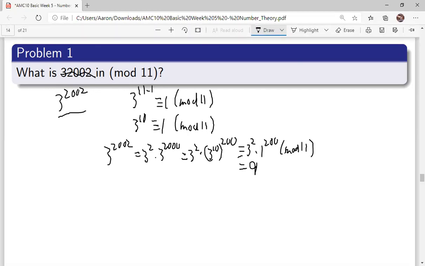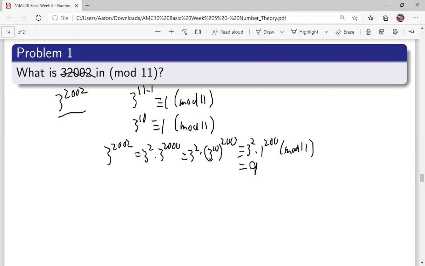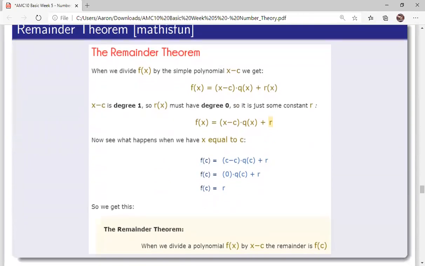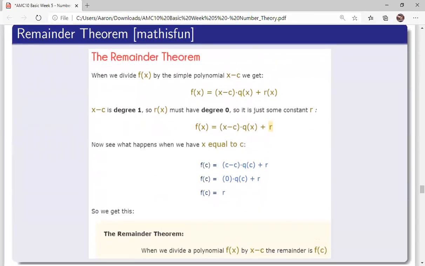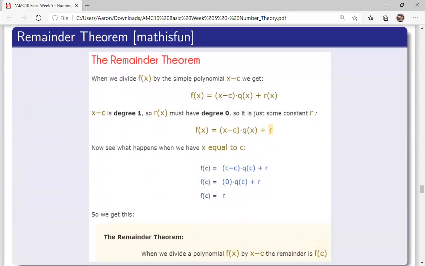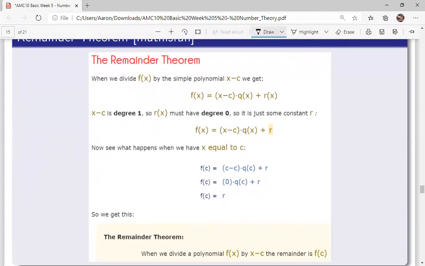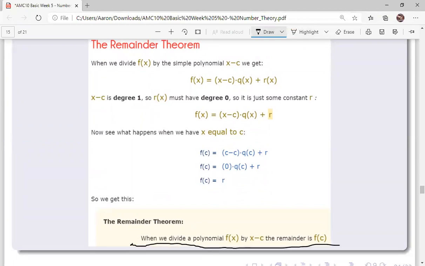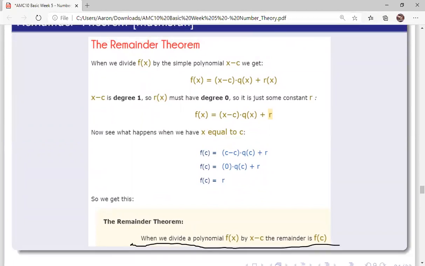So are there any questions? Alright, if not, let's move on to the remainder theorem. So the remainder theorem basically says that when you divide a polynomial, so the main point of the remainder theorem is here. And it's basically when you divide a polynomial f of x by the linear term x minus c, the resulting remainder is f of c.